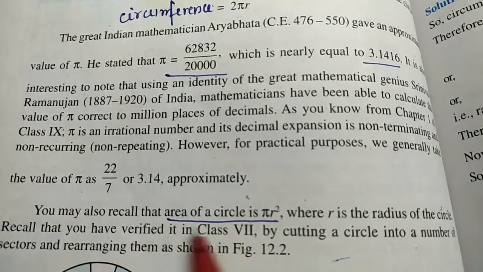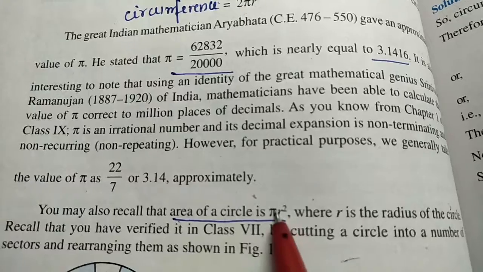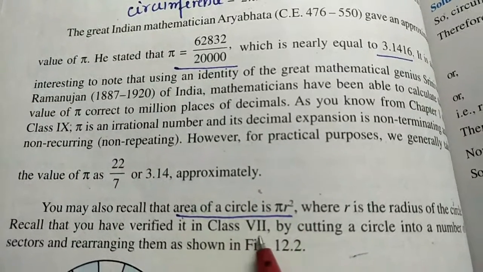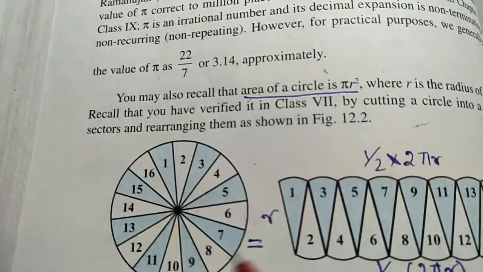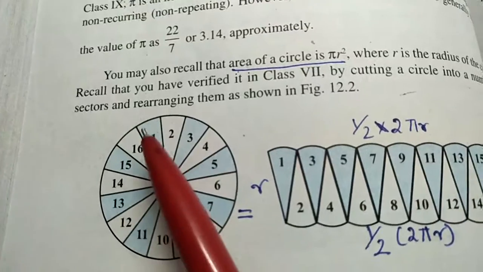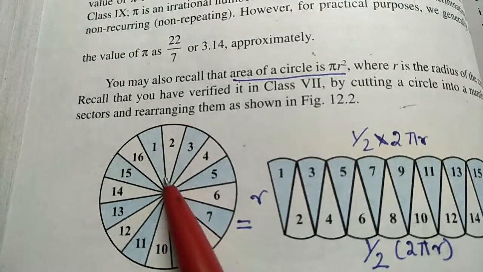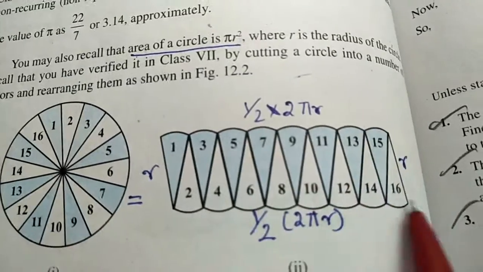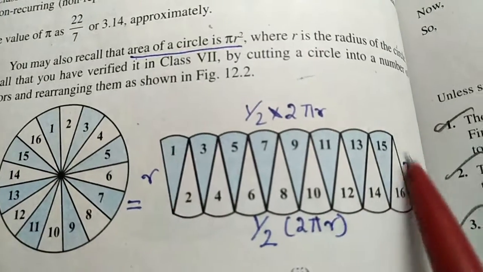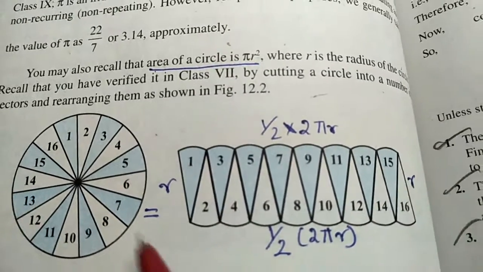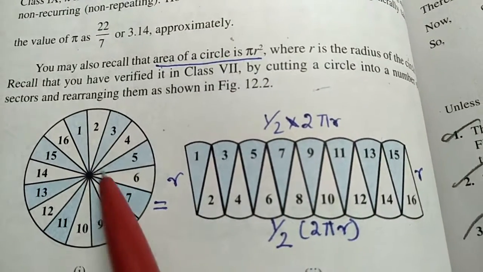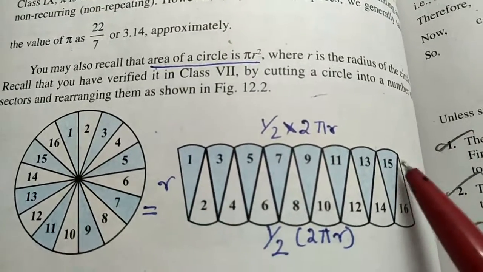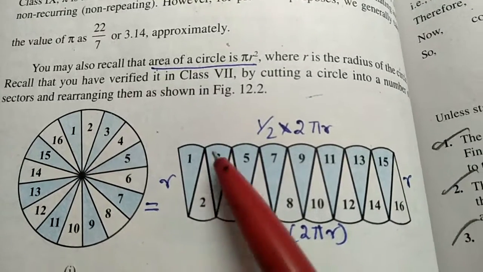Next we come to the area of circle, that is pi r square, that we have already studied in lower classes like 7th. What is pi r square? Now how do we get this pi r square? Let us see this. If you see a circle, here there are 16 parts of the circle. Now see this circle, if we stretch it out like this, can you see this is a rectangle? Each of these lines is a radius.